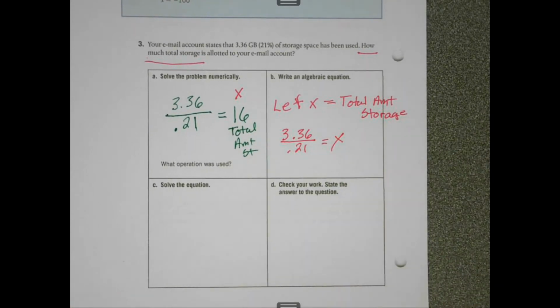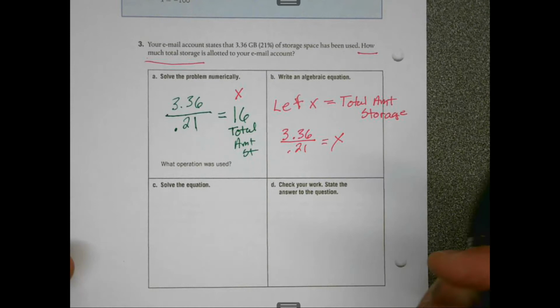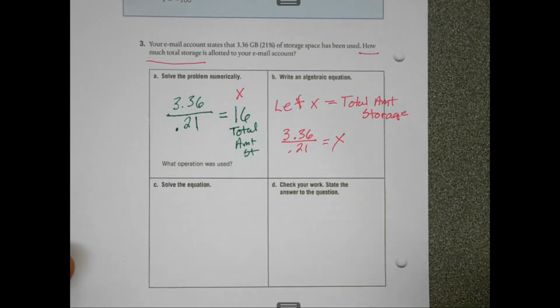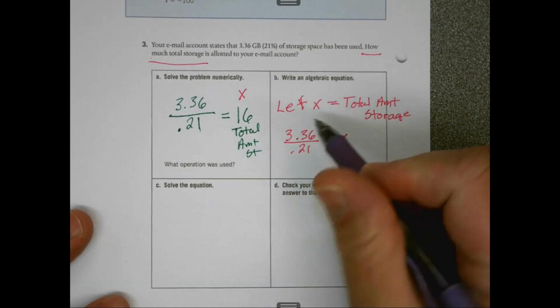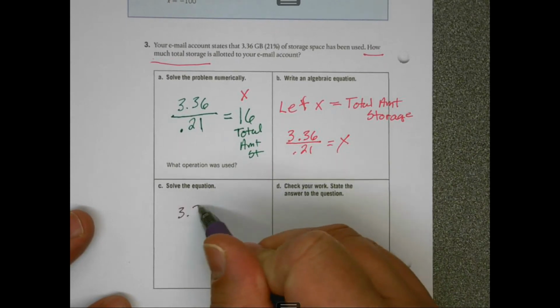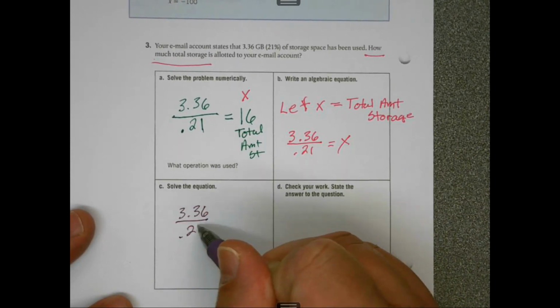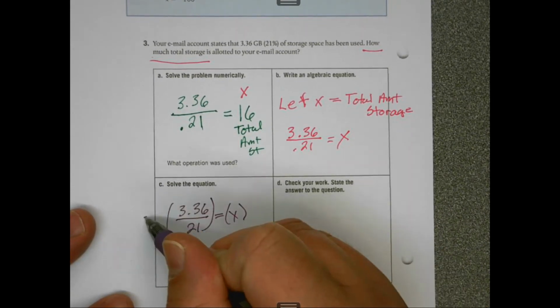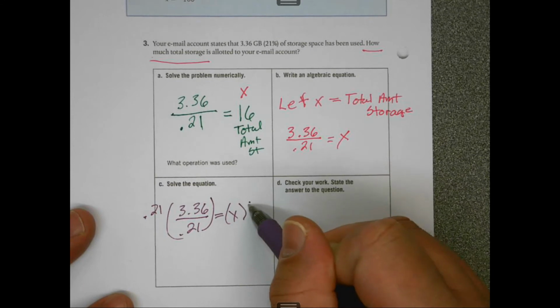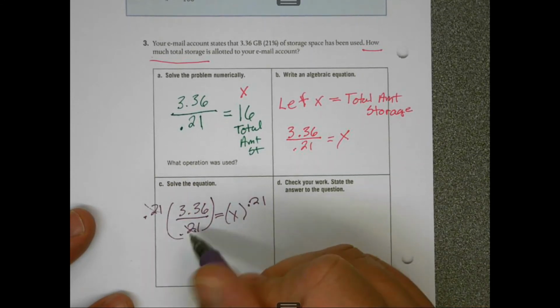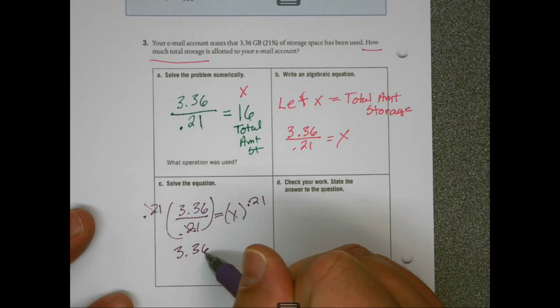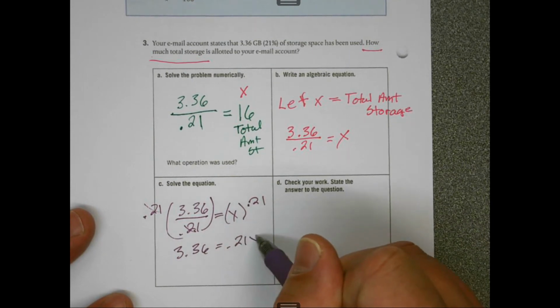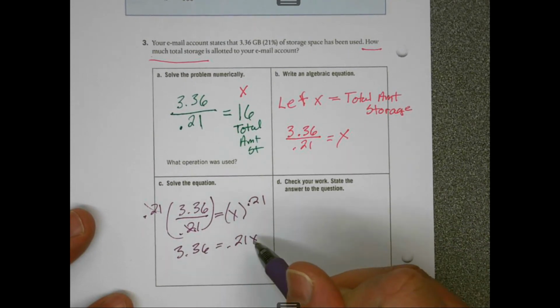So what you would do to solve this was multiply one side by 0.21 to get rid of the division. You would have 3.36 equals 0.21 of x. Then you would divide both sides by 0.21, and you would get your 16. That's what they meant by the whole inverse thing.